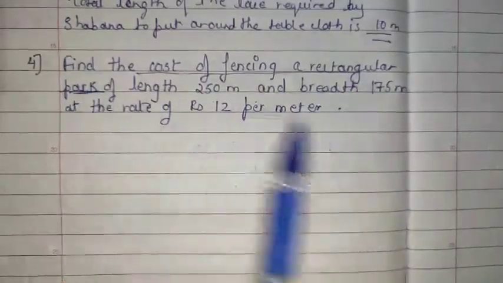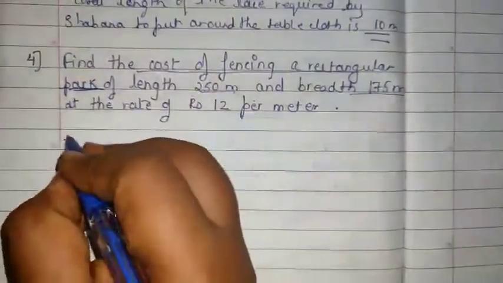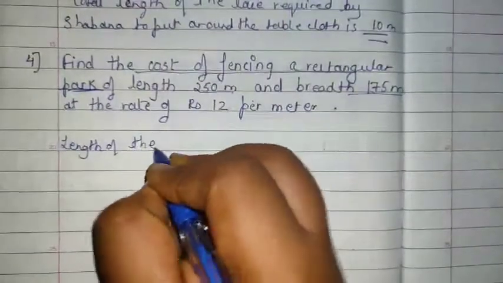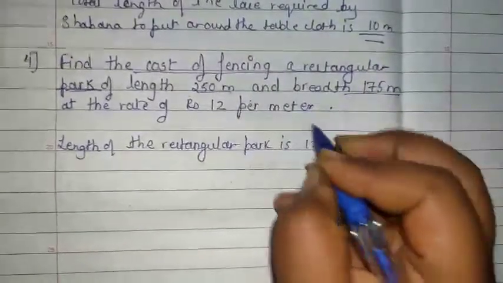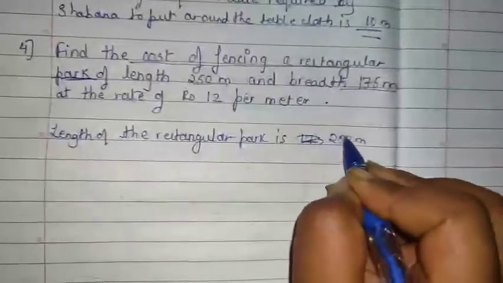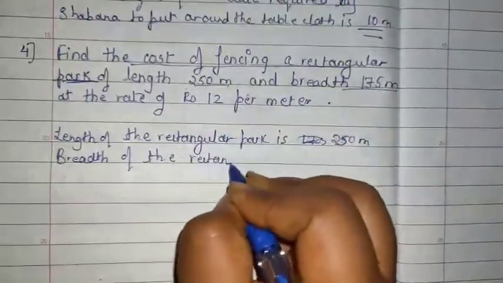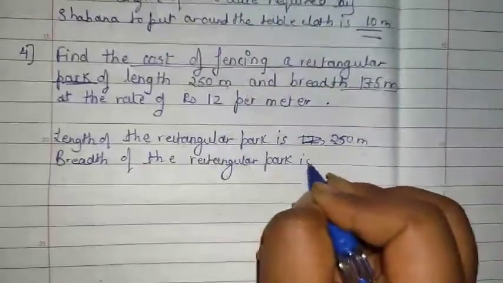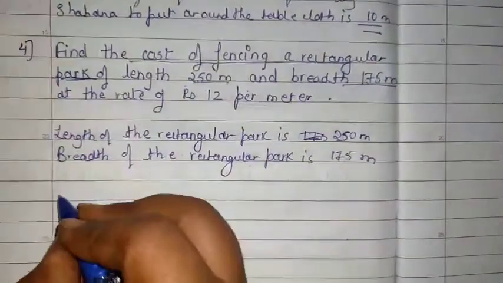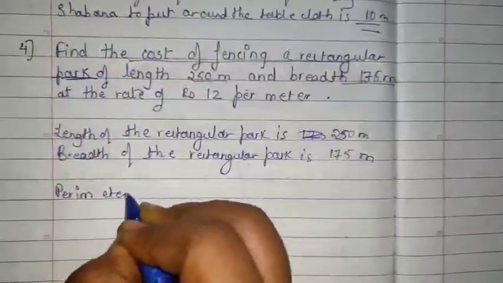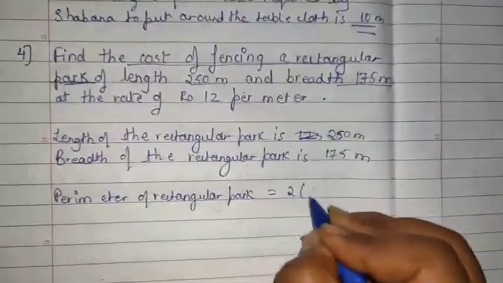So what is the figure given in this problem? Yes, it is a rectangular park. So we have the length 250 meter and breadth 175 meters. So let's write here the length of the rectangular park is 250 meter, and the breadth of the rectangular park is 175 meter. So what is the formula to find the perimeter of rectangle? Yes, we have twice length plus breadth. So the perimeter of rectangular park is equal to twice length plus breadth.